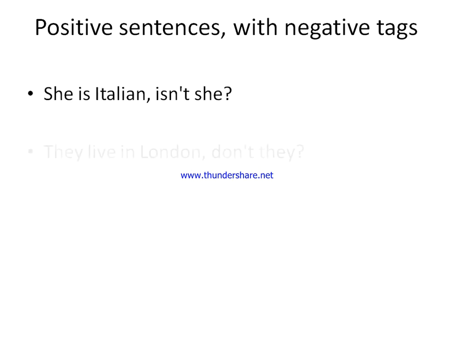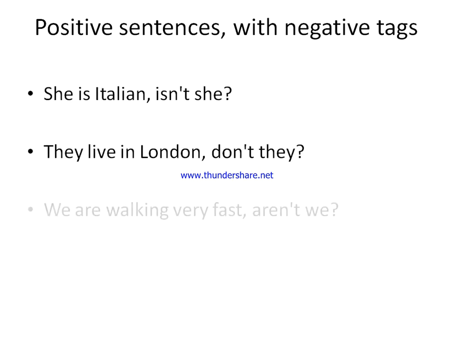Okay, let's see the positive sentences with negative tags. For example, she is Italian, isn't she? This sentence is positive, its question tag now becomes negative. They live in London, don't they? We are walking very fast, aren't we? So you can see here the auxiliary is, now we use it in forming a question tag. They live in London. Here there is no auxiliary in this sentence.